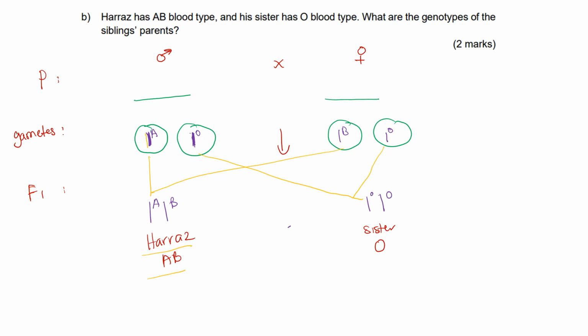When you have determined the gametes for both parents, you can determine the genotype of the parents. Therefore, the genotype of the male parent, the father, is IA/IO, and the genotype of the mother is IB/IO, or vice versa. It is the same. For the 2 marks, if you correctly write the genotype of one parent as IA/IO, you get 1 mark, and if you correctly write the genotype of the other parent as IB/IO, you get another 1 mark.